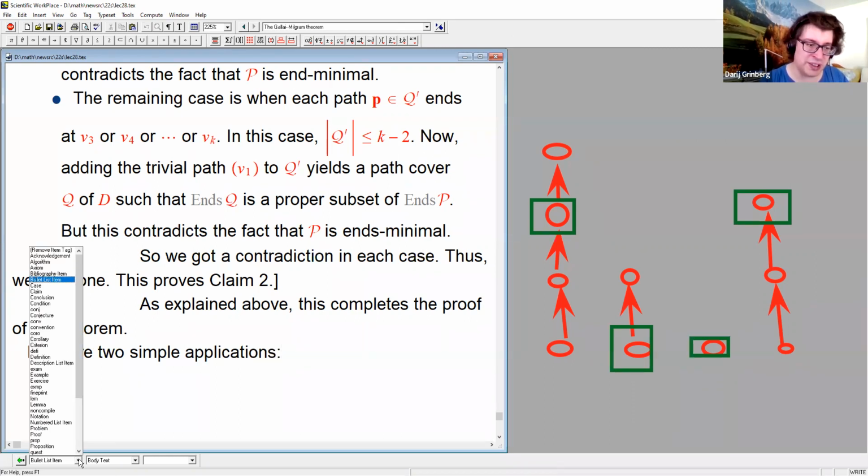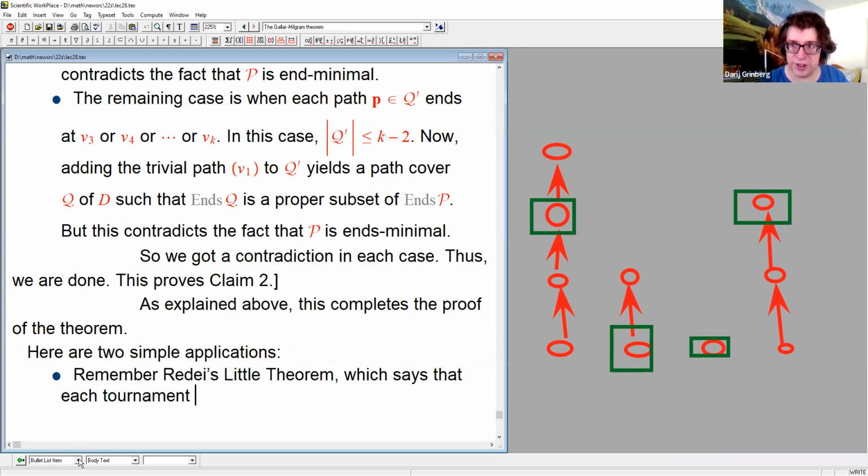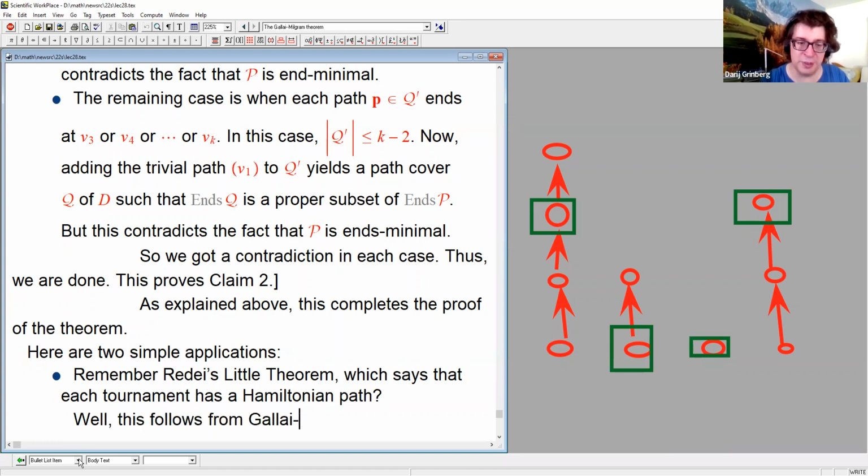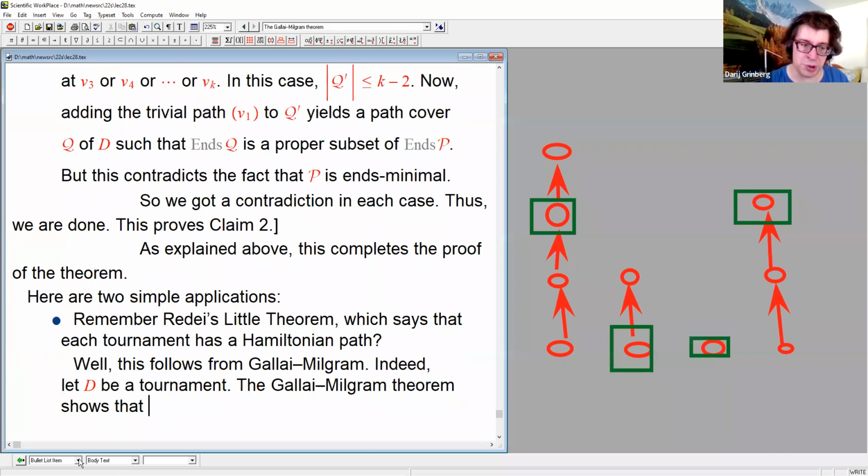So one is that, remember Rédei's little theorem, which says that each tournament has a Hamiltonian path. Well, this follows from Gallai-Milgram. Indeed, let D be a tournament. The Gallai-Milgram theorem shows that D has a path cover with an independent crosscut.